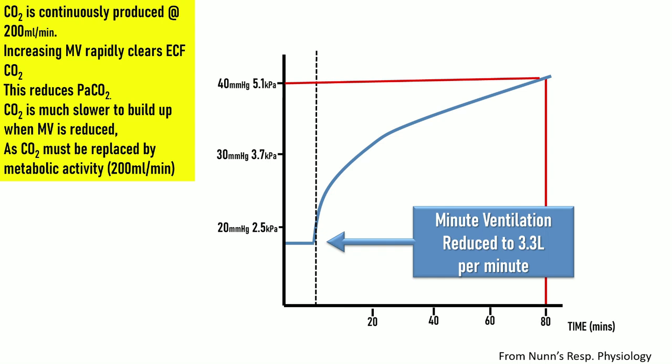CO2 is much slower to build up when minute ventilation is reduced because it has to be replaced purely by metabolic activity. It means that clinically, if you make a ventilator change, checking a blood gas, for example, after 10 minutes may be quite misleading. So be careful. If you turn up the minute ventilation, the CO2 will come down fast. If you turn it down, it'll come up very slowly.